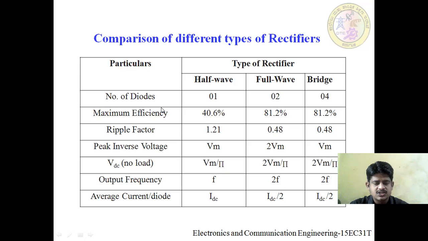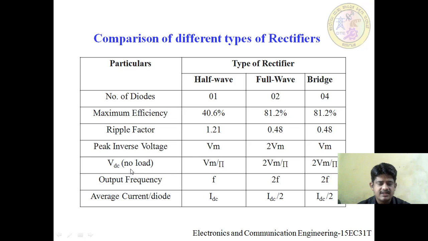For the number of diodes, we already know half wave uses only one diode, full wave uses two diodes, and bridge uses 4 diodes. The maximum efficiency a rectifier can achieve is 40.6% in the half wave and 81.2% in both the center tapped and the bridge rectifier. The ripple factor for half wave is 1.21, and for full wave and bridge type it is 0.48. You can observe the ripple is very low in the full wave. Peak inverse voltage for half wave is Vm, for center tapped full wave it is 2Vm, and for bridge it is once again Vm.